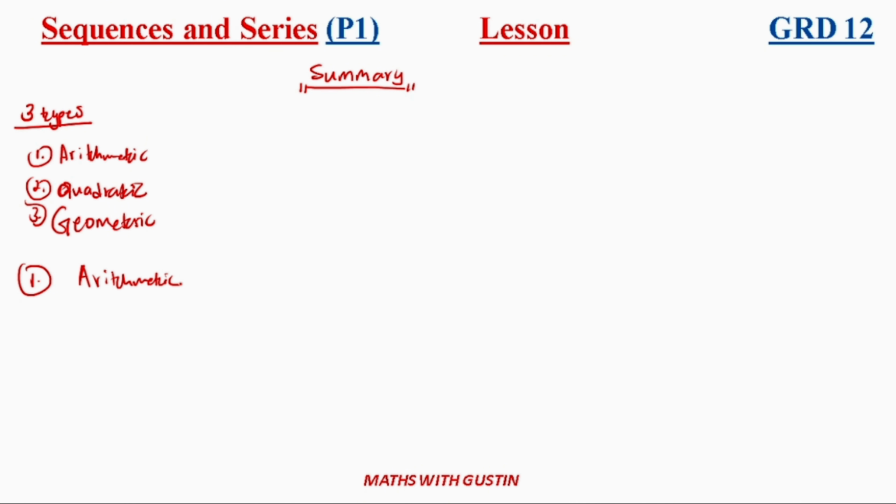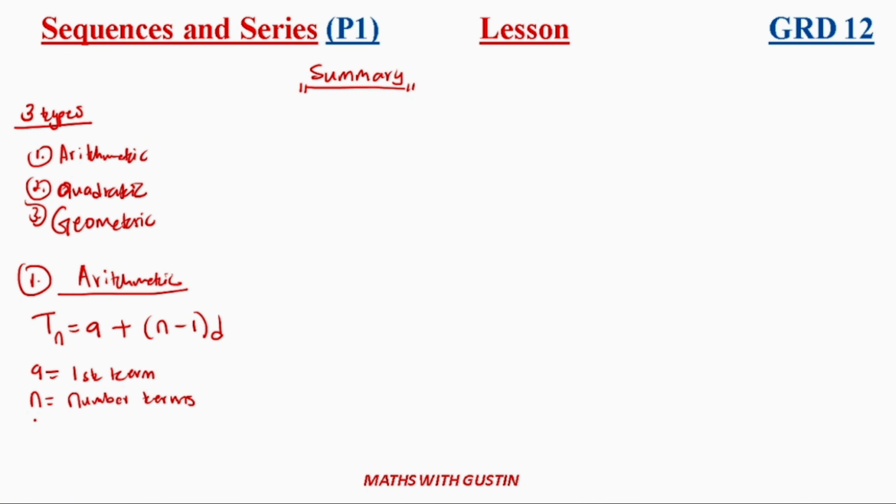Arithmetic sequence consists of this formula. This is the general formula that we use on arithmetic sequence when we are solving. It's Tn equals a plus n minus 1 d, where a refers to the first term of the sequence, n refers to the number of terms, and d refers to the common difference.